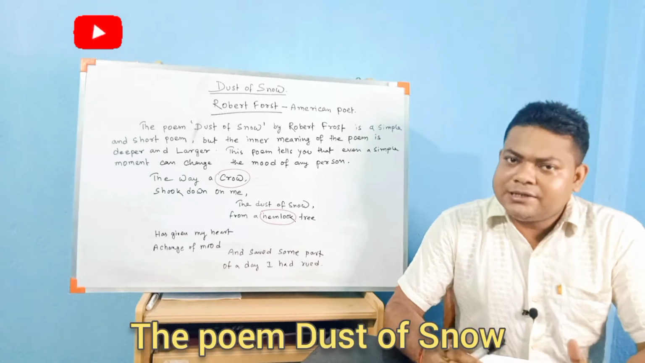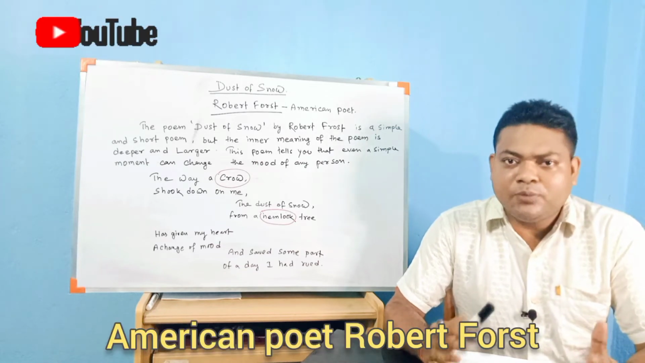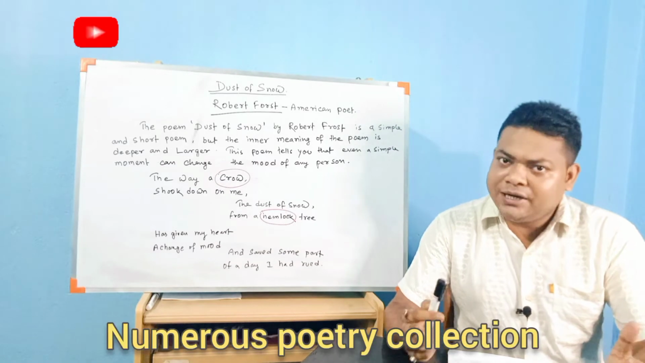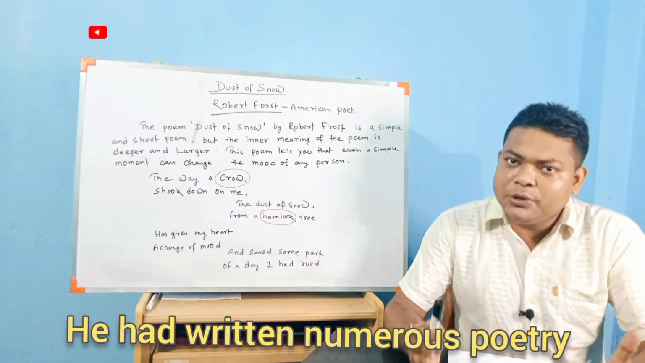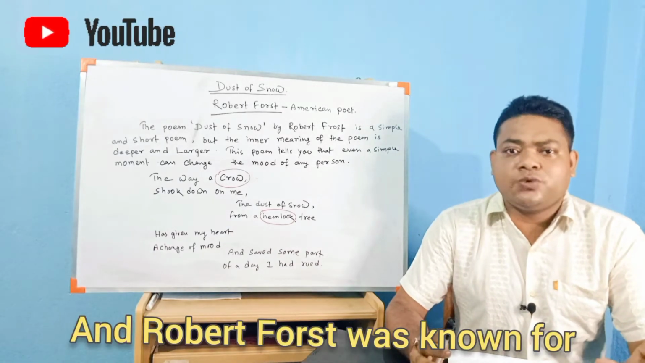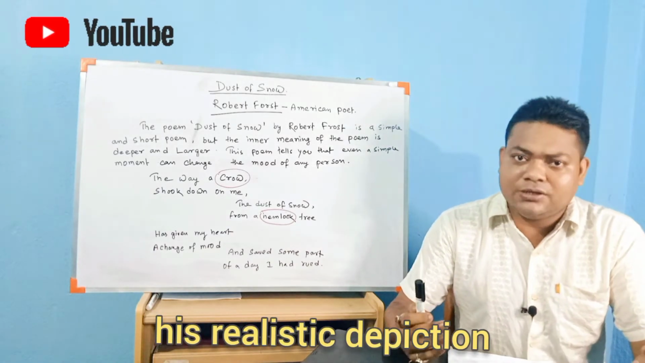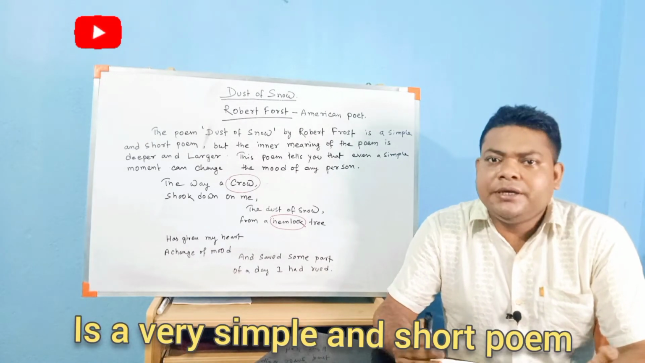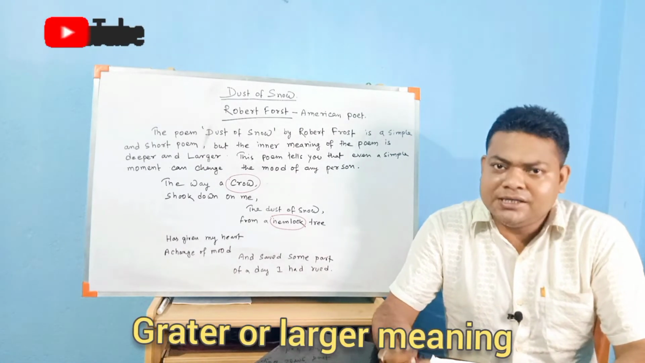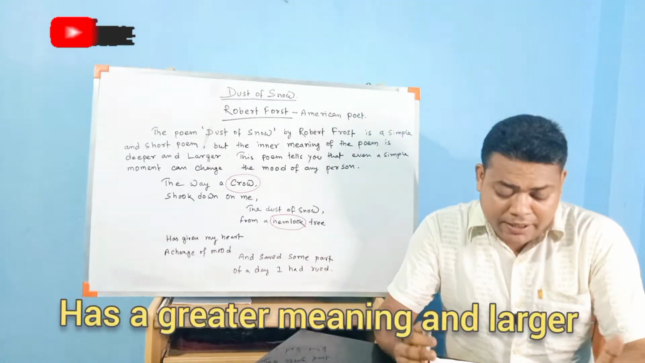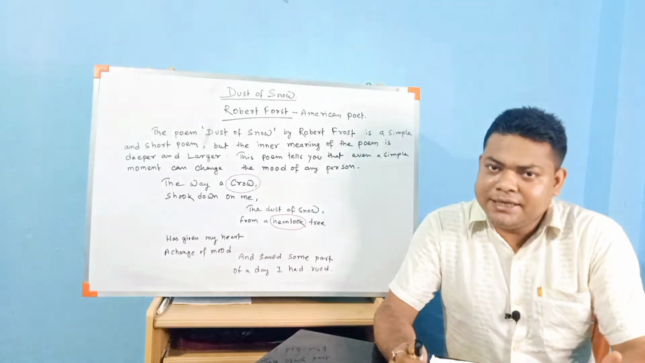The poem Dust of Snow was written by the famous American poet Robert Frost, and he had written numerous poetry collections. Robert Frost was known for his realistic depictions. The poem Dust of Snow is a very simple and short poem, yet with a profound and larger meaning. It is said in the poem that a simple movement has a greater meaning and larger significance.